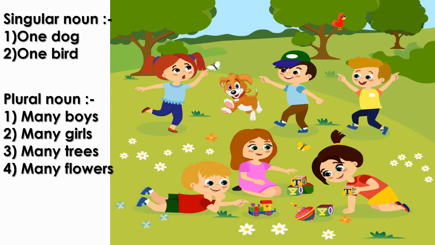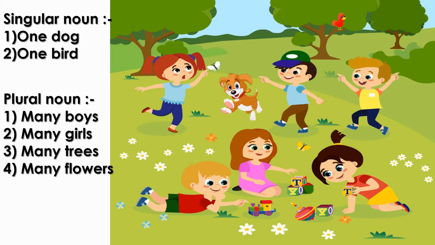Understood? Now next, how many girls can you see? Yes, there are 3 girls. Number of girls is more than 1. So, it is a plural form of noun. Next, how many trees are there? There are 3 trees. Number of trees is more than 1. So, it is a plural form of noun.